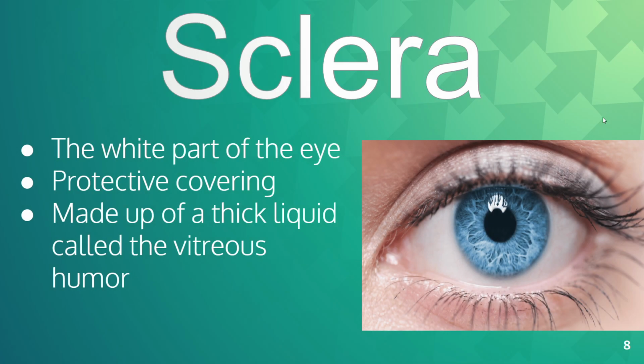Now we turn to the sclera. The sclera is basically the whitest part of your eye, and it is known to be a protective covering. And it is made up of a thick liquid called vitreous humor.